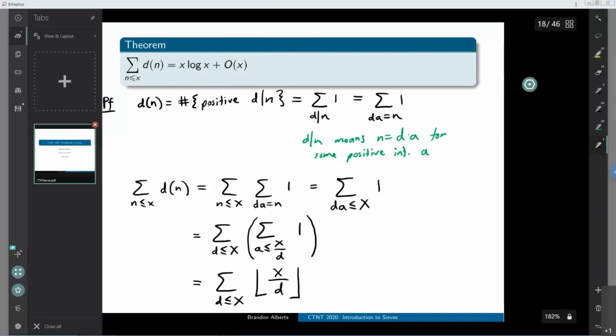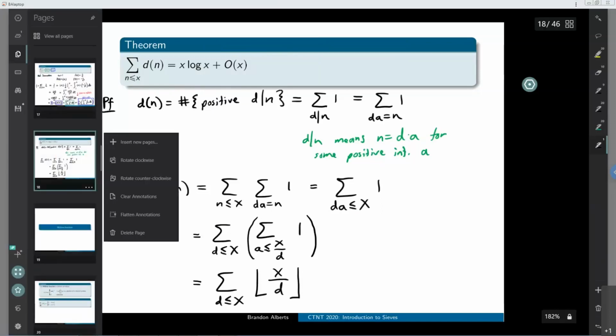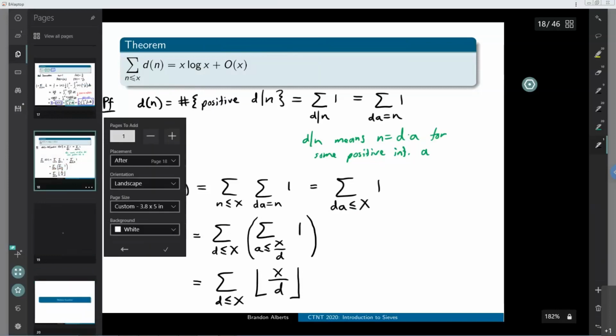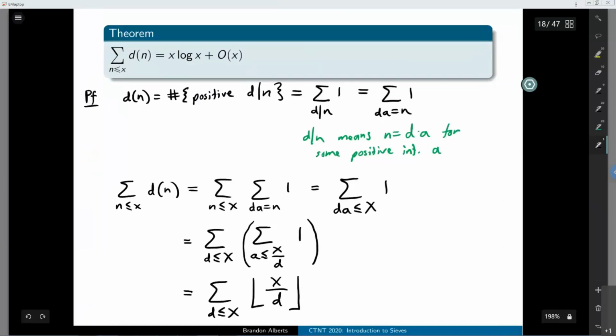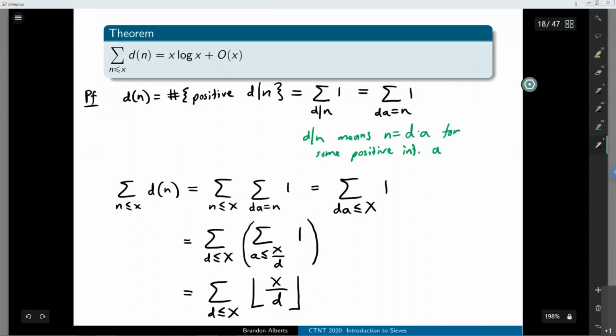So I'm going to run out of space on this page. So what I'll do is throw on an extra page next to it, and we'll continue the argument on the next page. So now we have the sum of the divisor functions is the same thing as the sum of these floor functions. This is more convenient for us because we already know how to approximate the floor function with a differentiable function and with a very small error term.